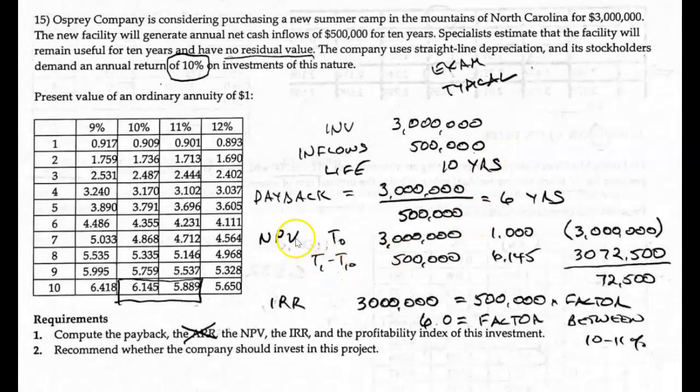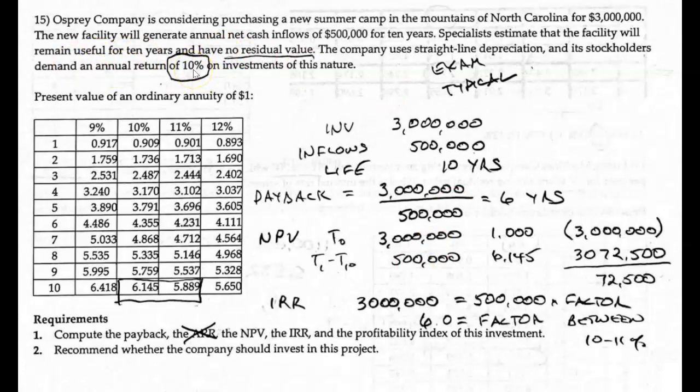So then the net present value would be the next one we would do, and we've got a cash outflow of $3 million on day one when they purchase a summer camp, and then every year for the next 10 years, it's $500,000 a year. So what are they using? They're looking for an annual return of 10%.